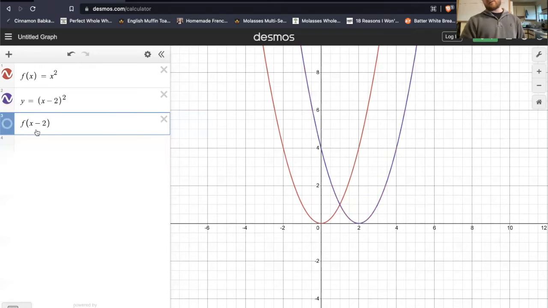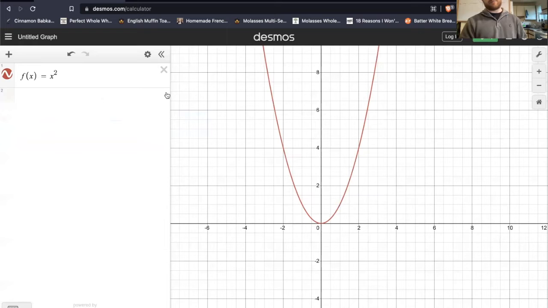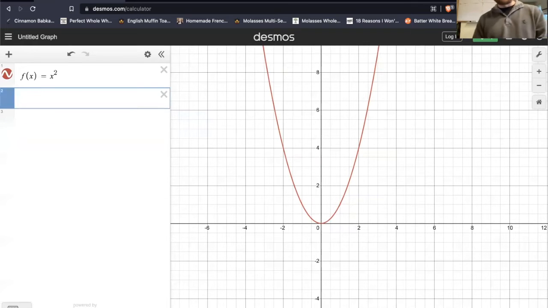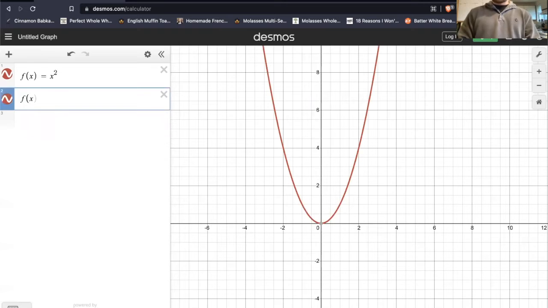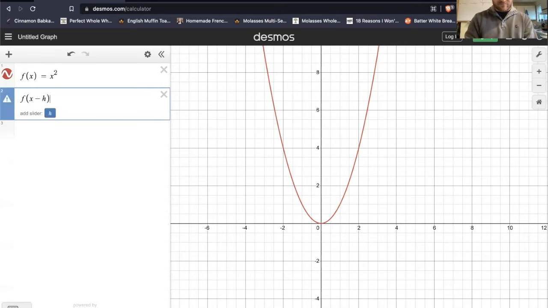But this is what I really like about Desmos. So in fact, I'm going to go ahead and get rid of both of these because I don't want to use black. So let's graph f of x minus h. Now, you see when I do that, I've added in a parameter. Desmos is expecting either x's or y's because it knows that my input value is x, my output value is y. And so now I've added in an h.